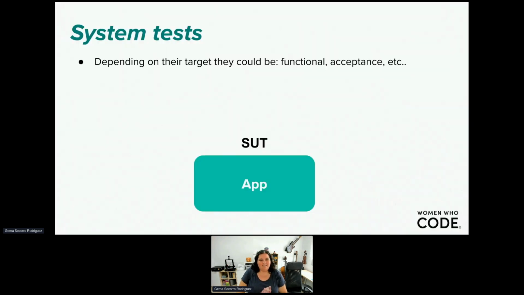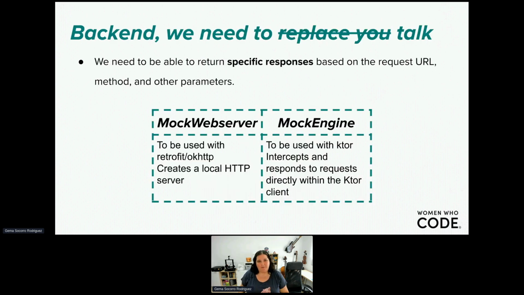Well, system test. We are making the cycle bigger. Depending on the target, as we said at the beginning, they could be functional, acceptance, whatever we want to do. In this case, we are going to test the whole app. So our system under test will be the app. And we will need here to replace backend. Usually our apps will have a backend.